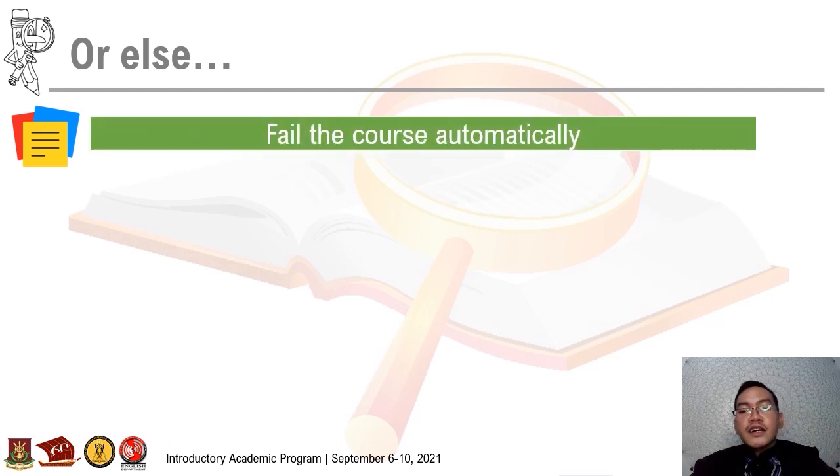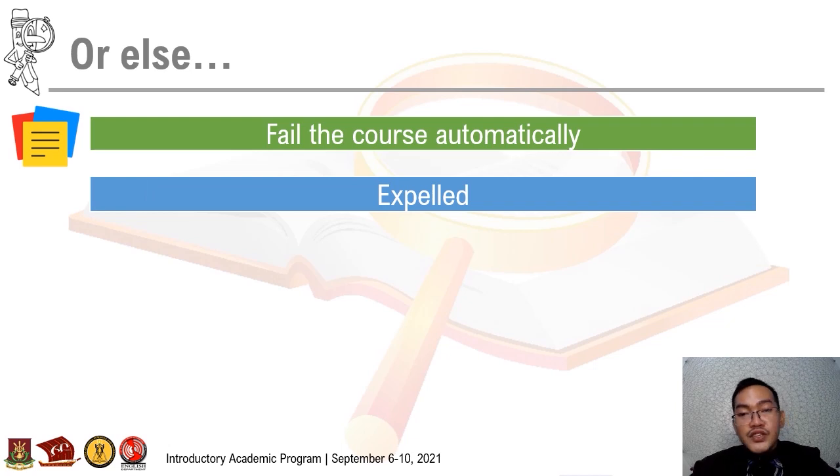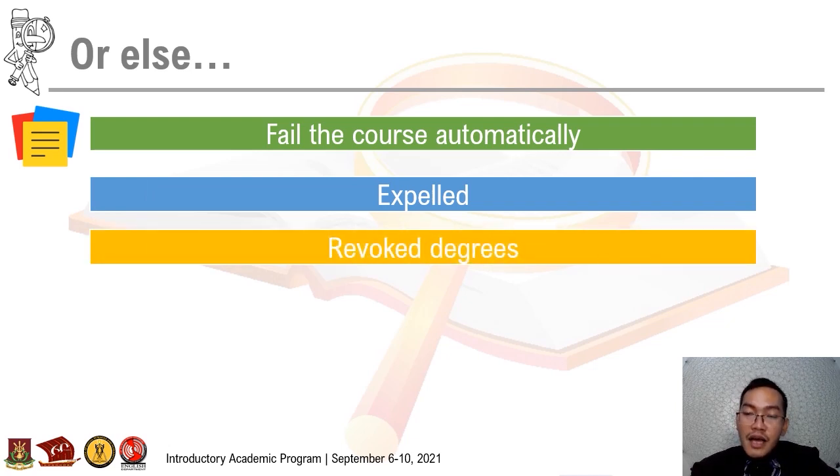First, automatic failure in the class. Some schools expel students. And for example, you wrote your thesis or dissertation, and it was discovered that parts were plagiarized, many parts, some universities revoke their degrees, as if you never graduated; your diploma is taken back.